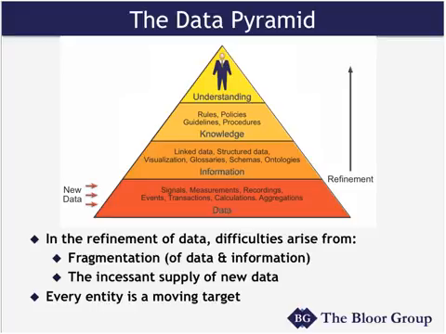So in the refinement of data, the big difficulties arise from fragmentation, that data is coming from different places and it's not well structured, and from the fact that there tends to be an incessant supply of new data. This is nearly always the case when it comes to customers. And every entity is a moving target.